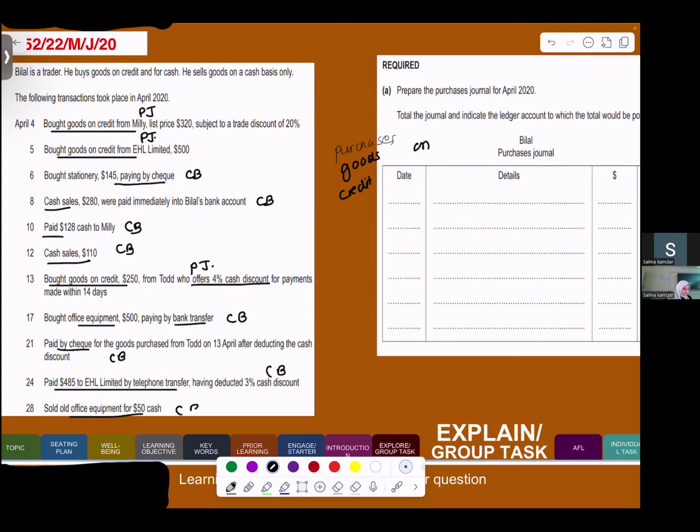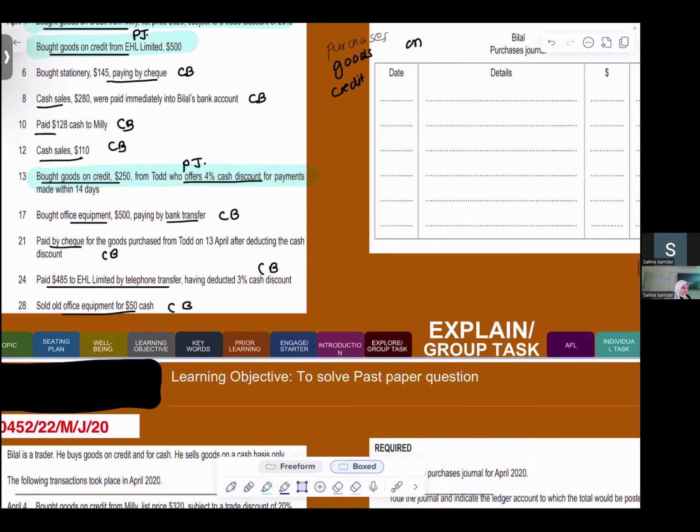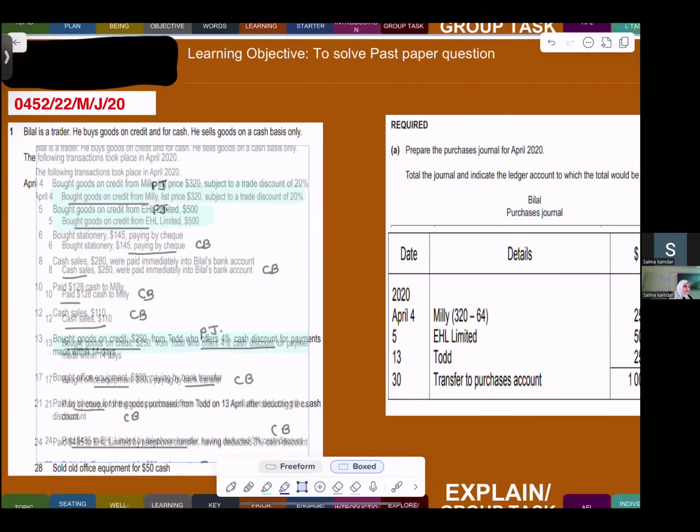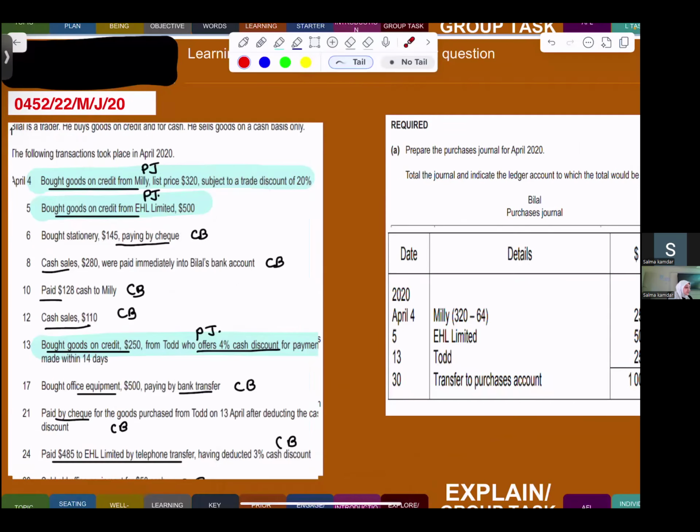Now, in the purchase journal, what I would write is just the name of the person from whom I have purchased the goods. So look over here. Amount would always be the net list price. And the net list price is what? List price minus trade discount. So I have bought goods from Millie. What will I write over here? Millie. Amount minus discount. Discount is 20%.